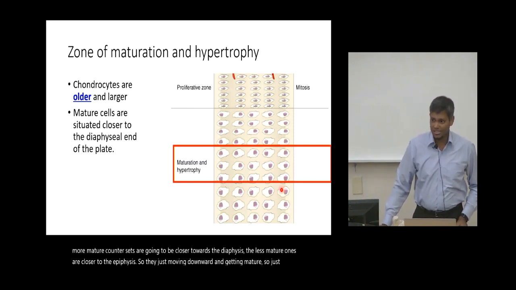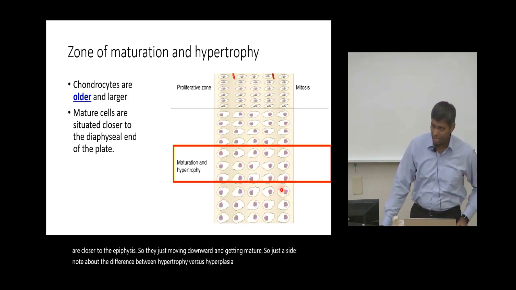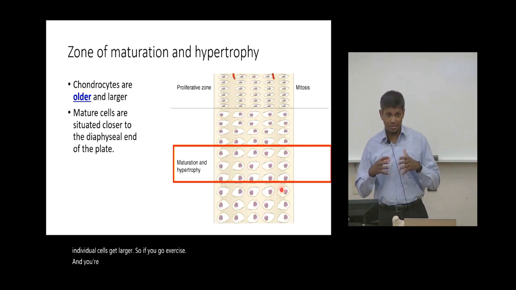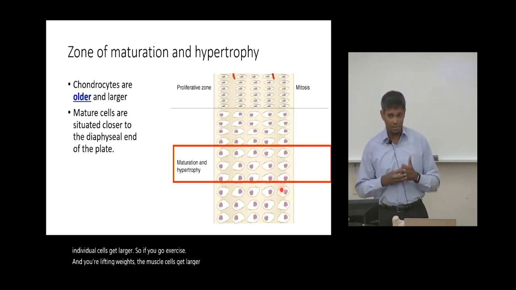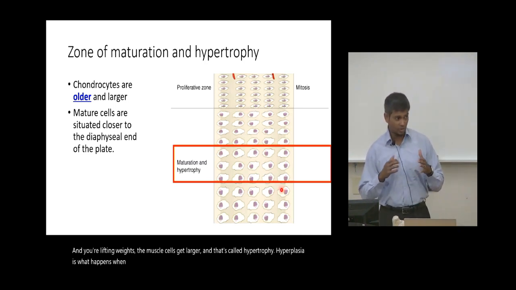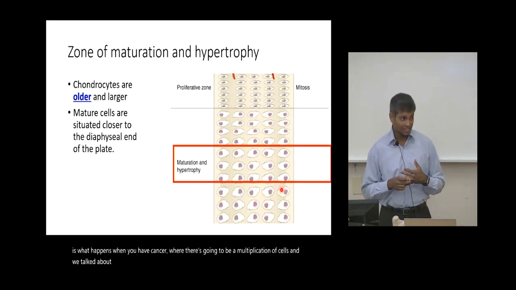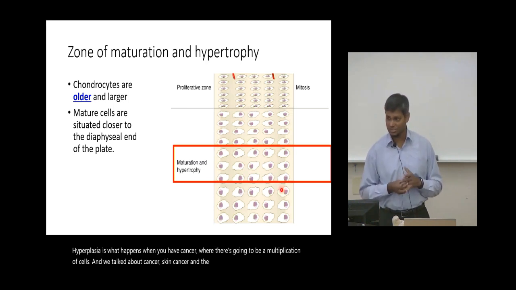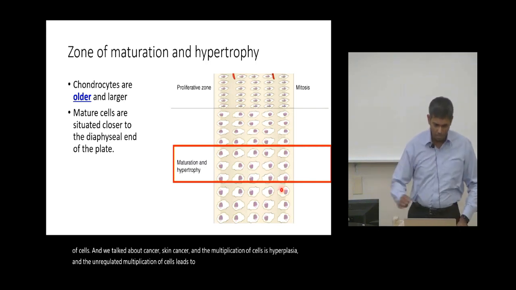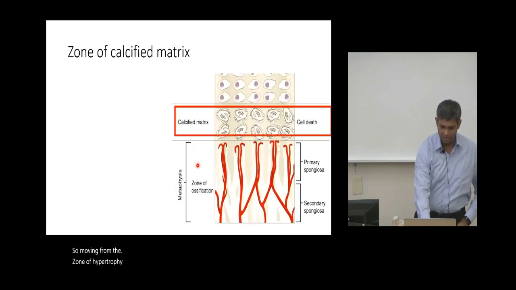So just a side note about the difference between hypertrophy versus hyperplasia. Hypertrophy is when individual cells get larger. So if you go exercise and you're lifting weights, the muscle cells get larger, and that's called hypertrophy. Hyperplasia is what happens when you have cancer, where there's going to be multiplication of cells. And we talked about cancer, skin cancer, and the multiplication of cells is hyperplasia, and the unregulated multiplication of cells leads to cancer. So moving from the zone of hypertrophy, we reach the calcified matrix.